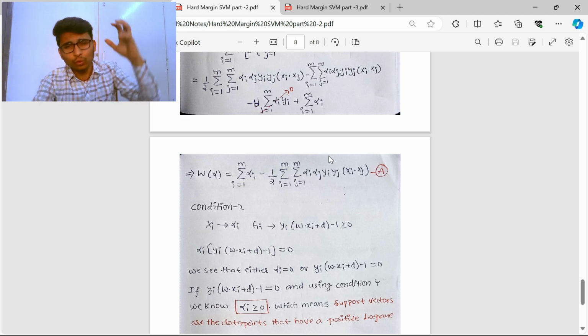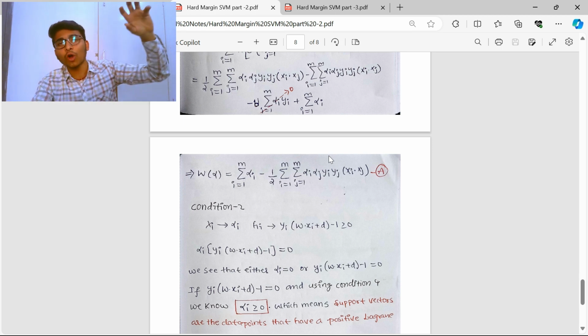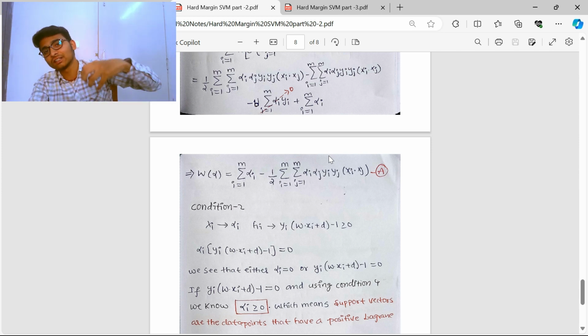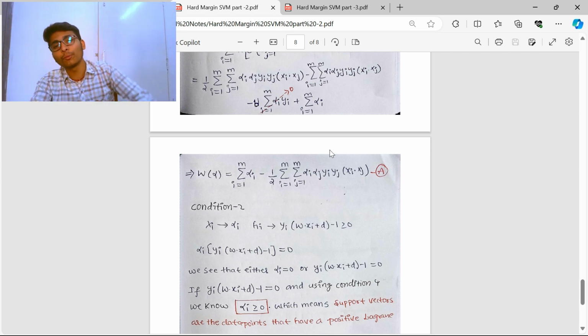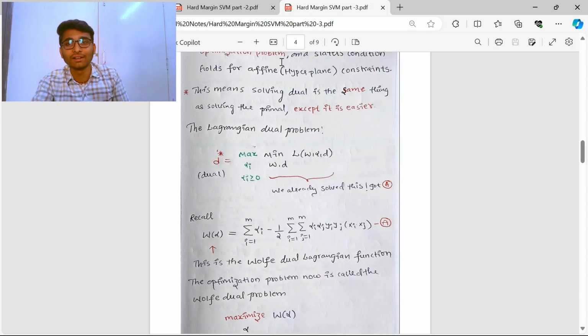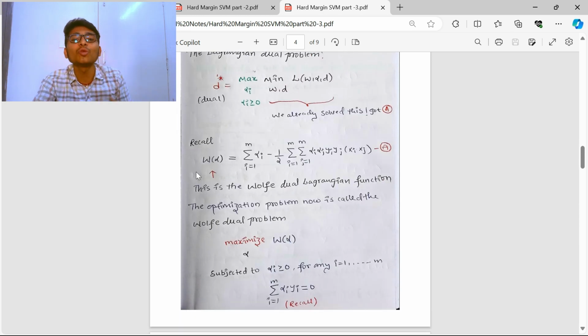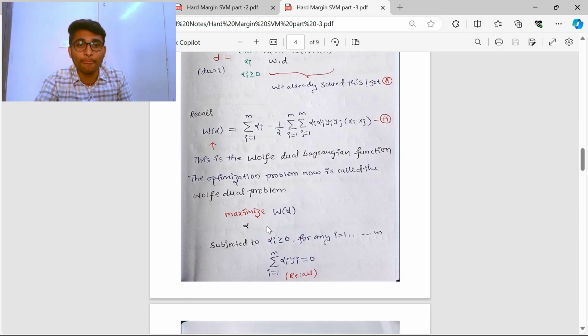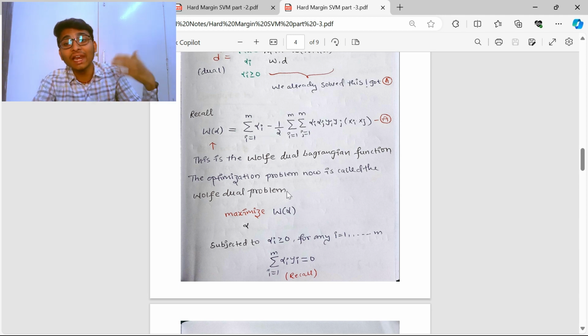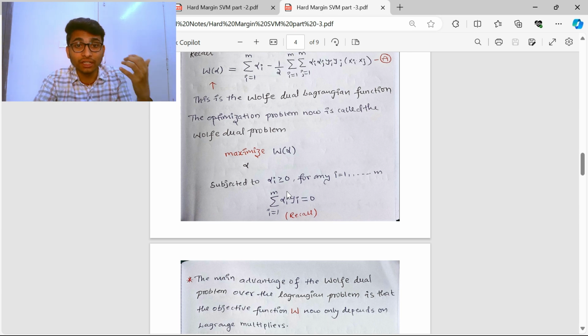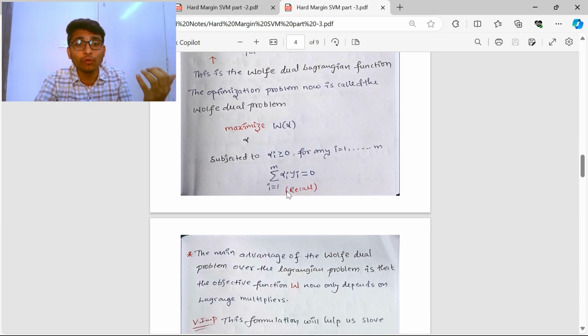See, Wolfe says, hey, you don't do everything from scratch. What you have done is correct. You reformulate that into the dual form. Now we are doing that only. We got this W of alpha. Now we just have to maximize that, right? We just have to maximize this with respect to alpha I. Now, this W of alpha is called the Wolfe dual Lagrangian function. The optimization problem now is called the Wolfe dual problem.